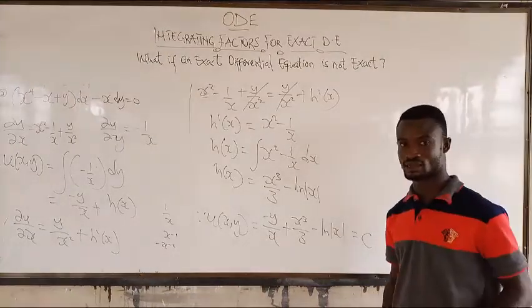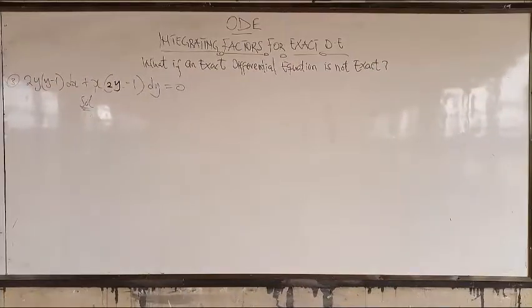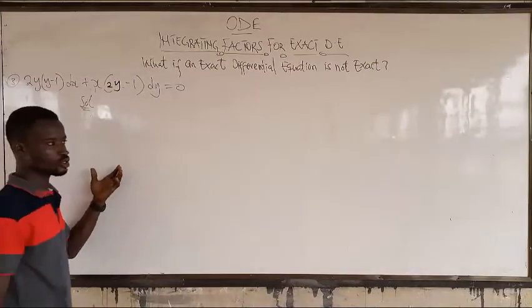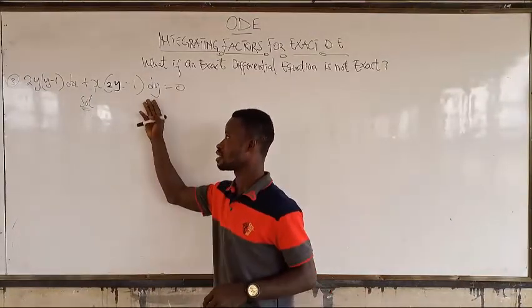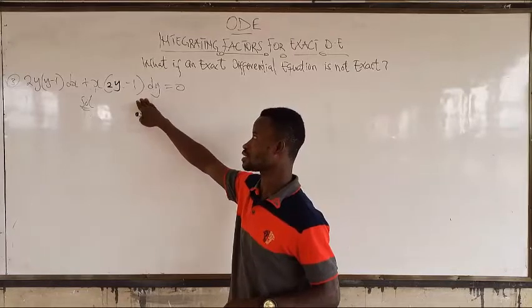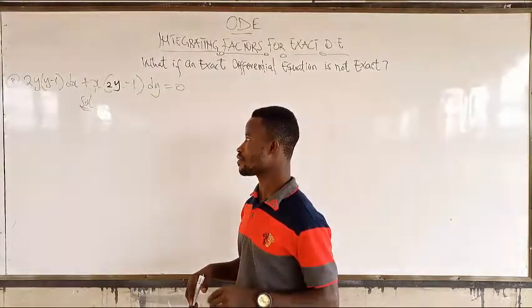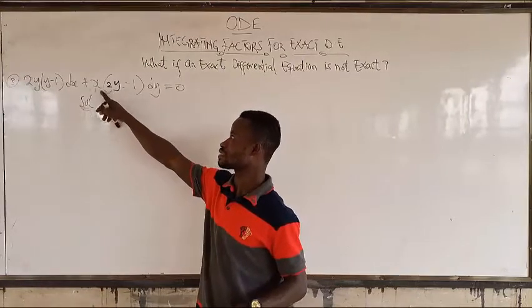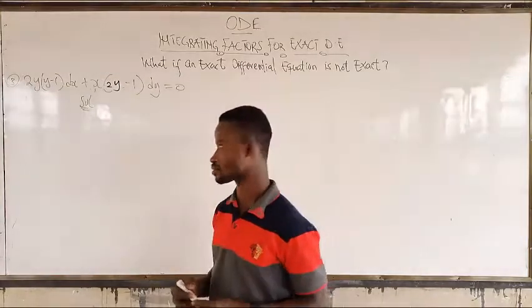Let's move to question 3. Alright, so let's go straight to question 3. Now you can see that the equation is not in the form that you are used to. The one that we are used to is all inside of what? A bracket. So let's expand it.